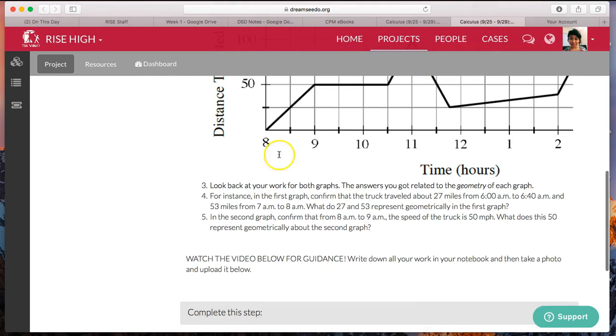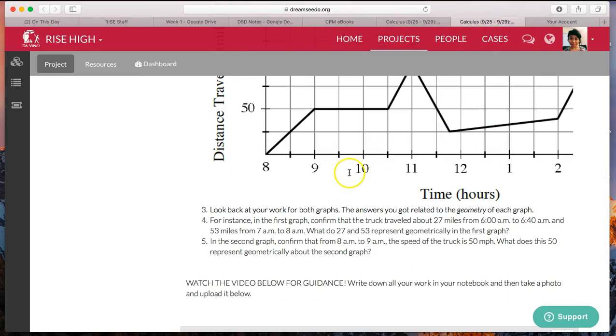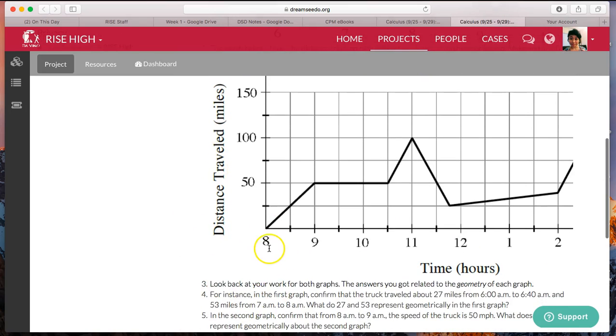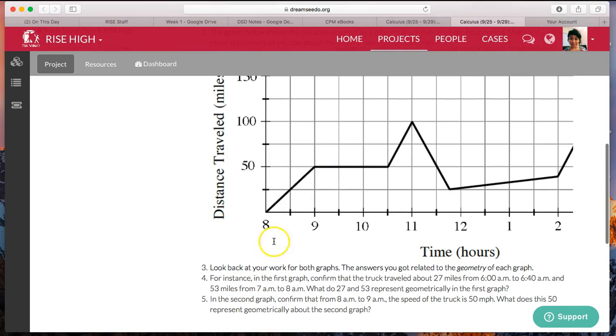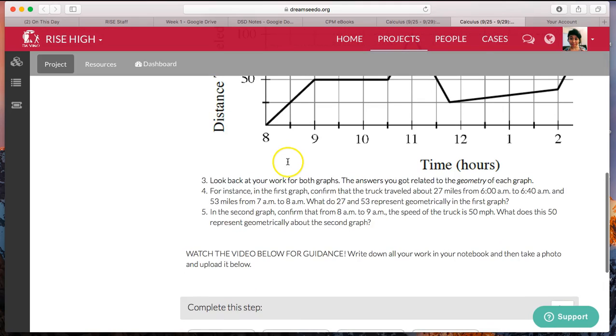So number 5, it says in the second graph, confirm that from 8 to 9, the truck is going 50 miles per hour. What does this 50 represent geometrically about the second graph? Well, we already talked about this. Go ahead and revisit what we discussed and write down your thoughts and your answers for number 5.